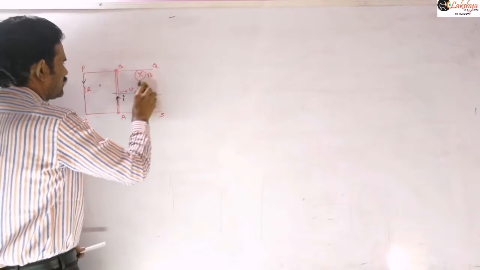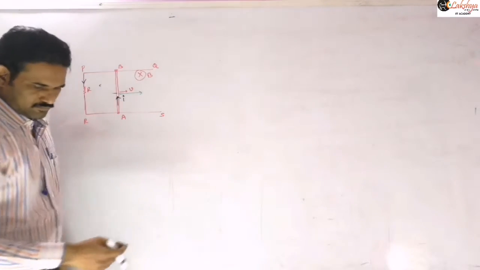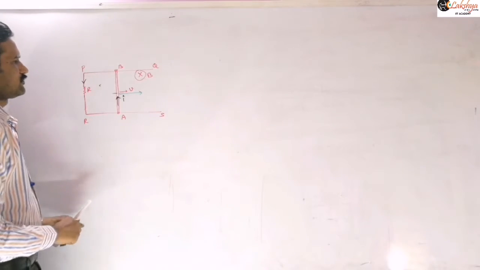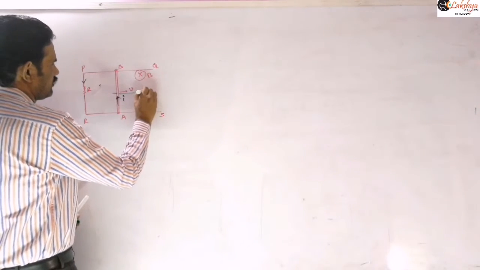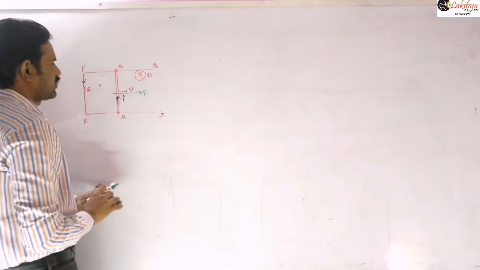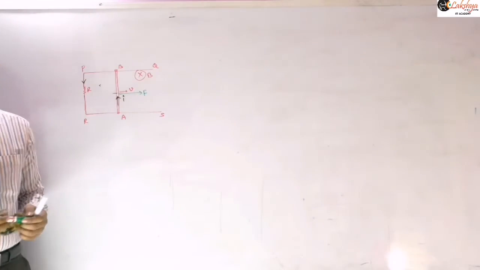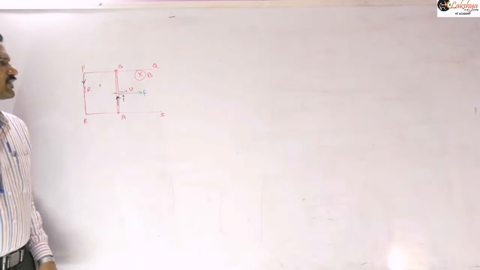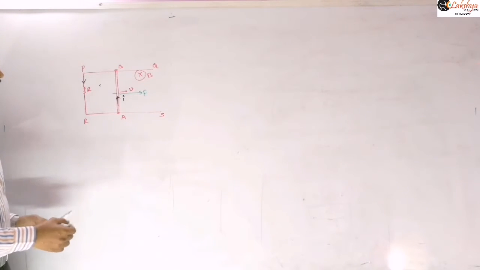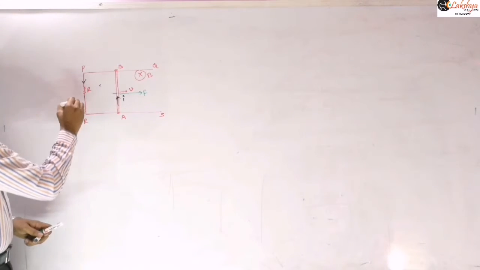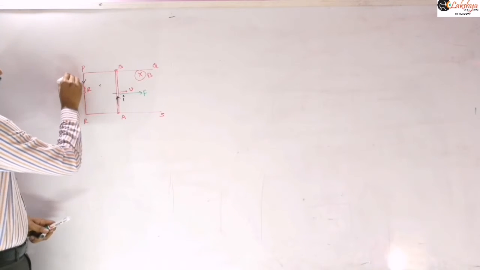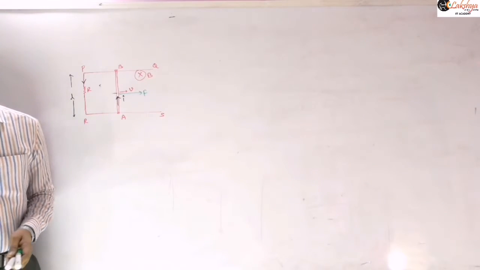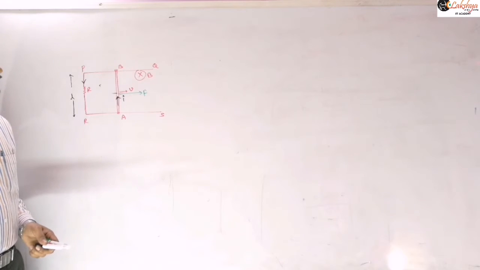So now note down this. A rod AB of length L is moving on two parallel rails separated by a distance L. These two rails are connected by a resistance R.